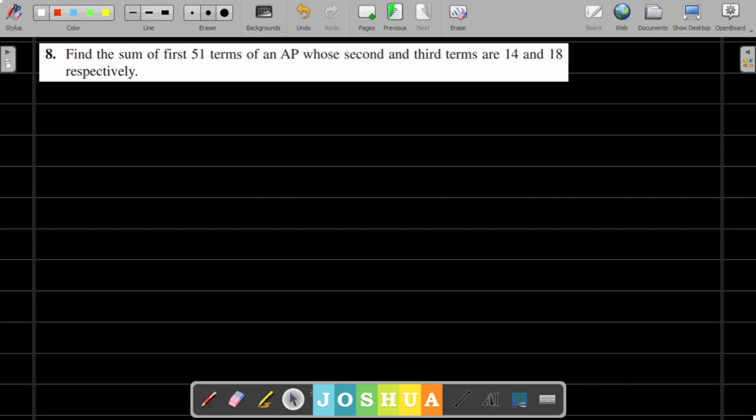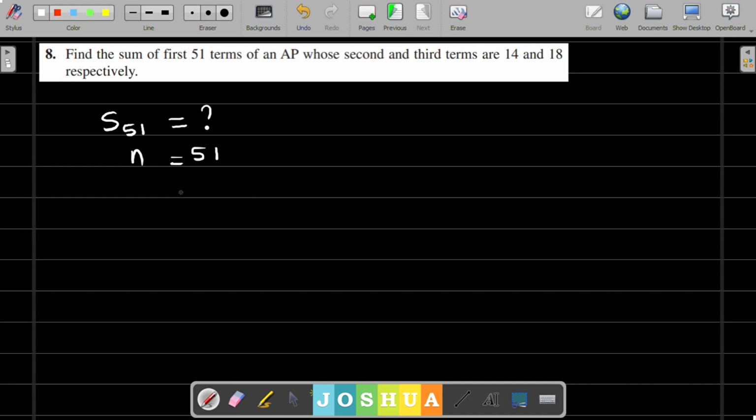Question number 8. Find the sum of first 51 terms of an AP whose second and third terms are 14 and 18 respectively. So we have to find S51, the sum of first 51 terms. Indirectly, n is equal to 51.